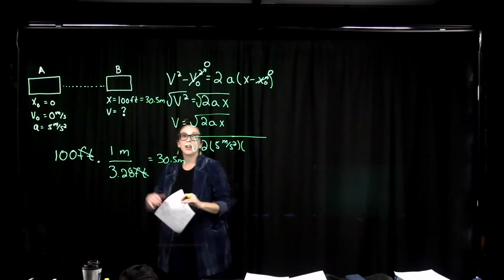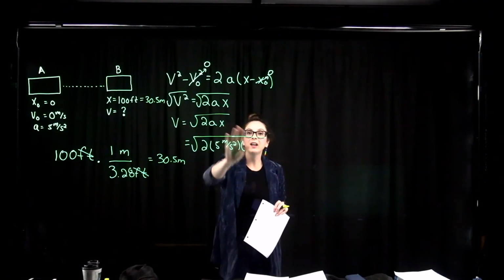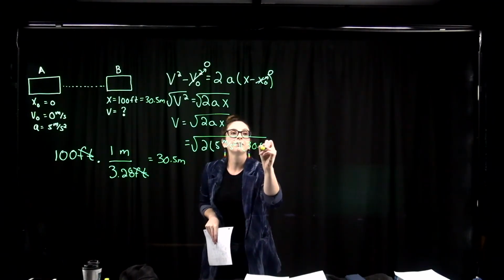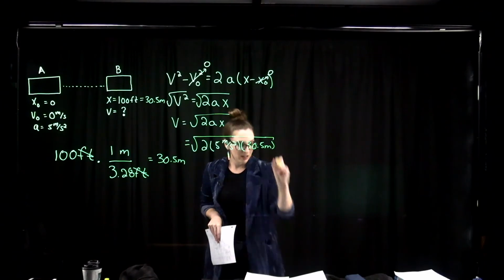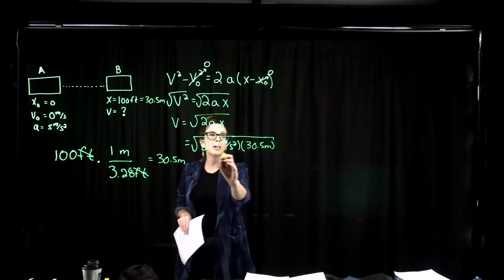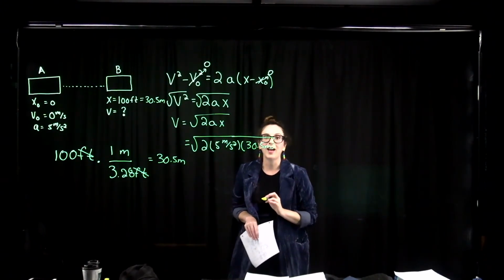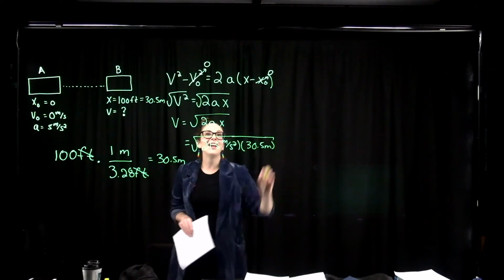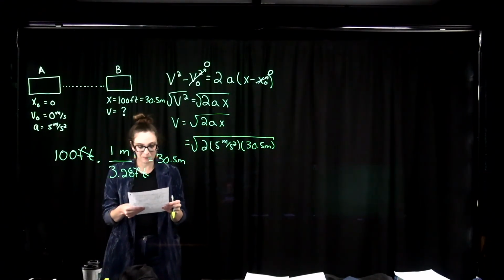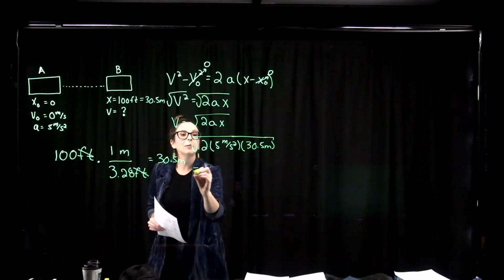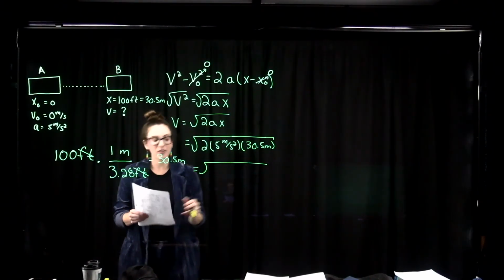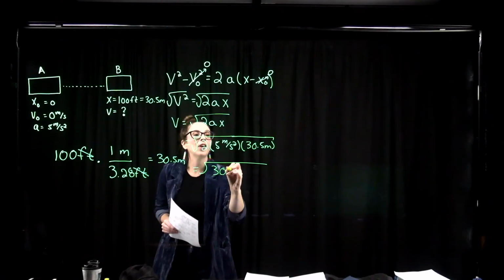Okay, so I'm going to come over here, and for x, I'm going to place 30.5 meters. All right, so grab your handy calculator, take 2 times 5 times 30.5 meters, and take the square root of all of that term. Now I went ahead and took 2 times 5 times 30.5, and that gives us 305.